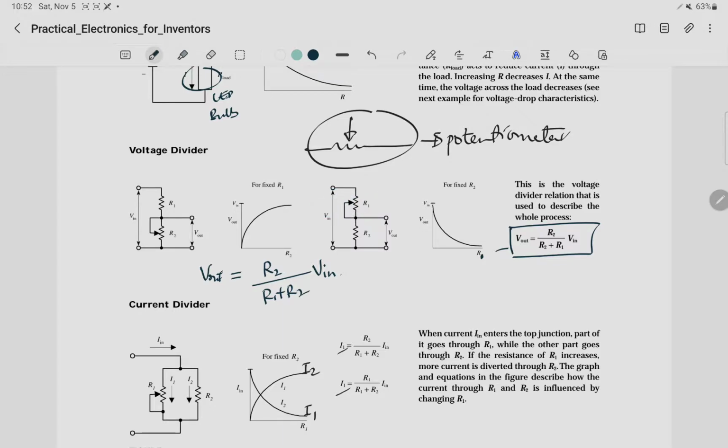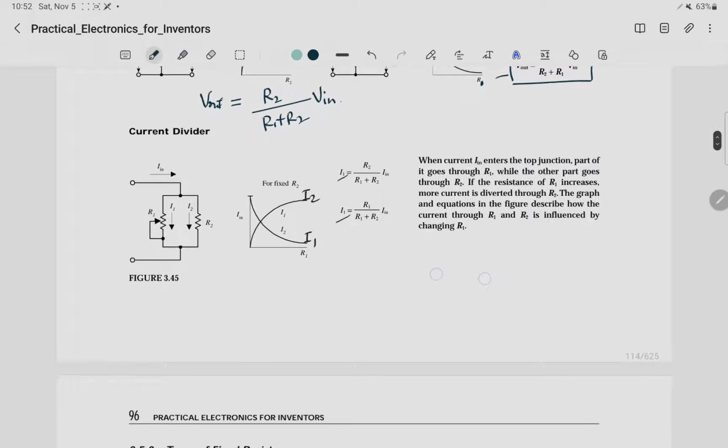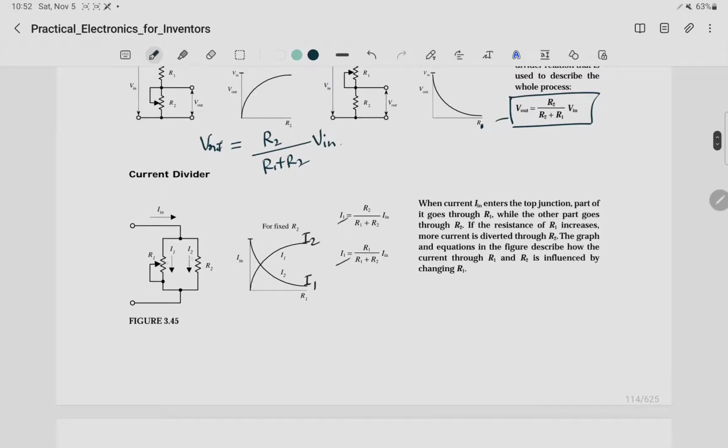So I hope you guys have got that. So as a current divider as well, you find that as you increase this resistance R1, as you remember, current flows through an area of least resistance. That is like to say, if we have a circuit, we have a resistor here, then we have a short circuit here. So you find that when the current I in comes in from here, most of it goes through this side, because here there is a lower resistance.